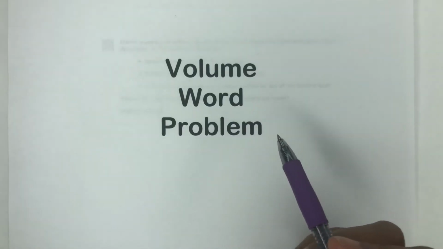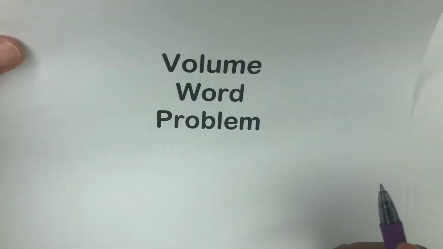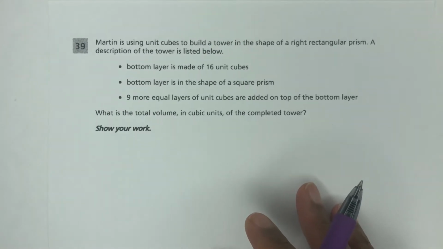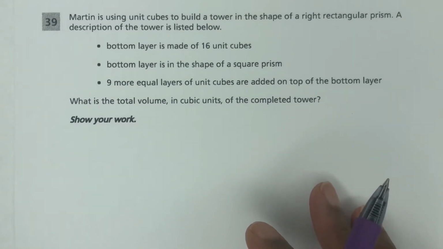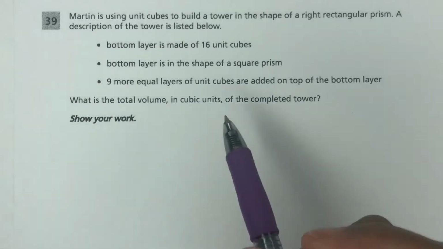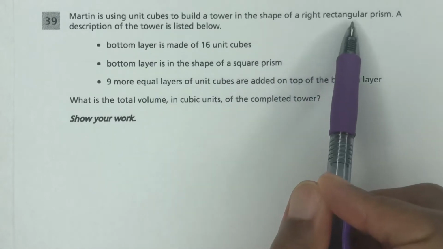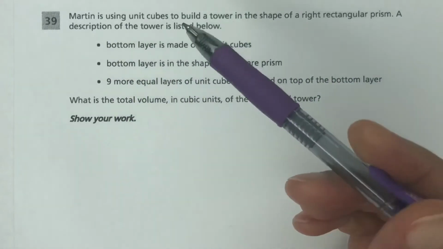So today I am doing a word problem concerning volume. Let's take a look at this problem. I'm going to read it so that we can get all the gist from the very beginning. Martin is using unit cubes to build a tower in the shape of a right rectangular prism. A description of the tower is listed below. Okay, so here's our description.